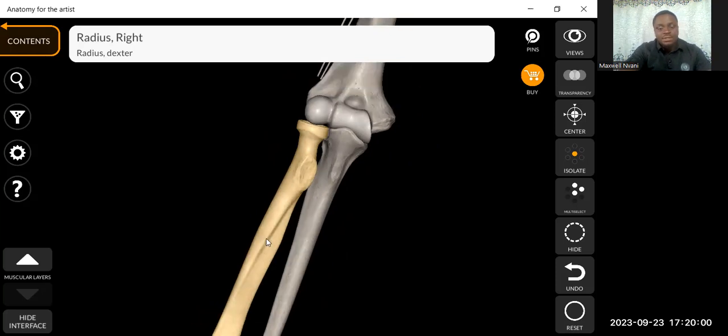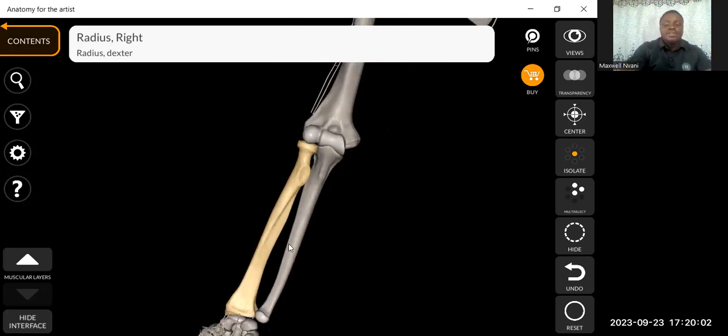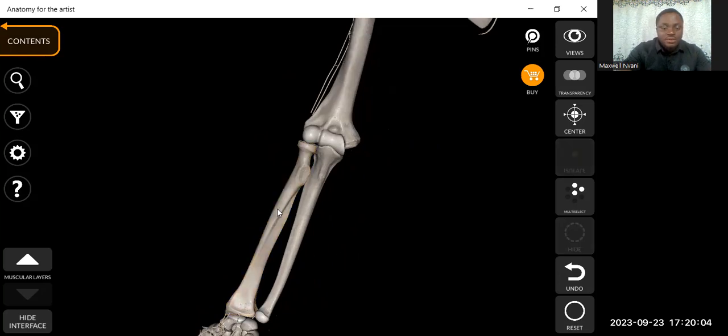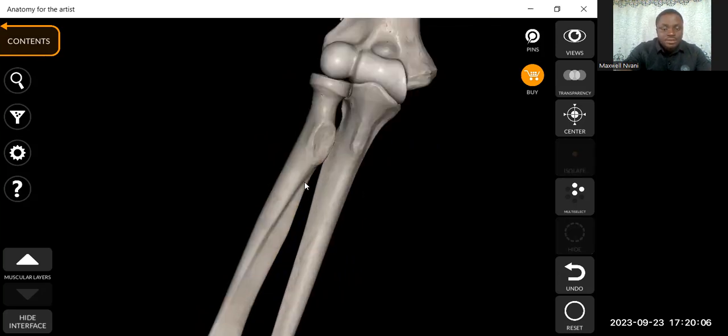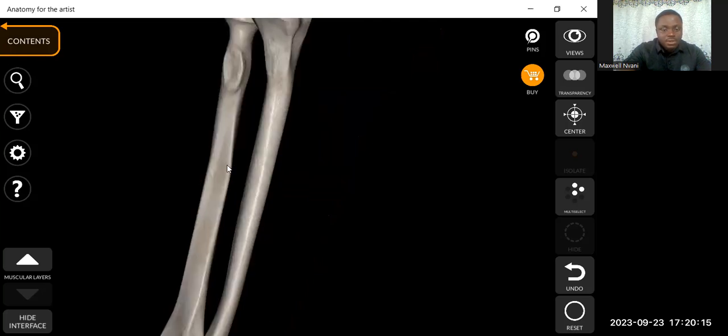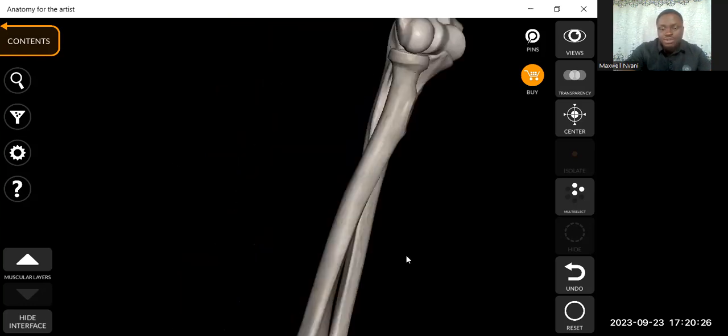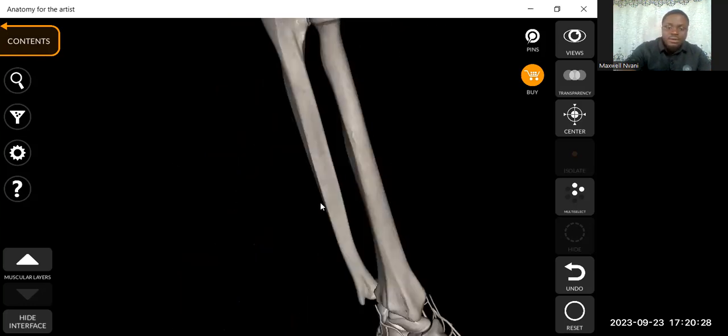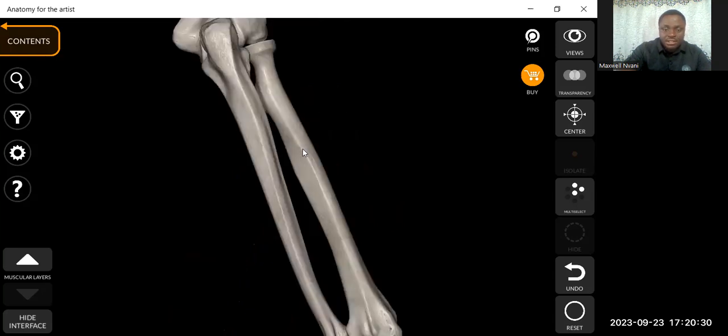Now the shaft has three borders and three surfaces. It has the anterior border, here it is. It also has the medial border, which is also called the interosseous border, because the interosseous membrane is attached at the interosseous border. And then it also has the posterior border. You can appreciate it here.